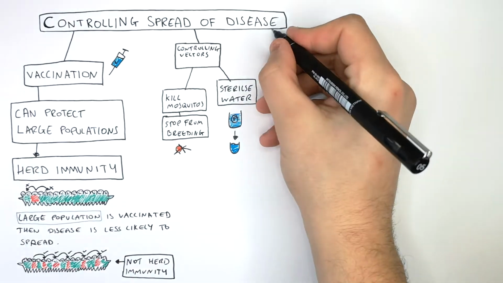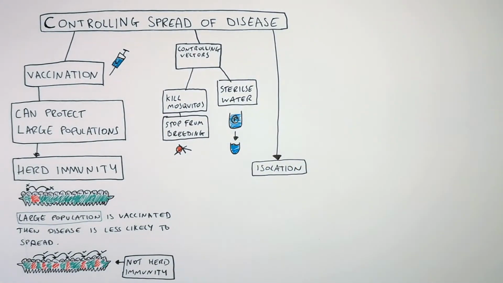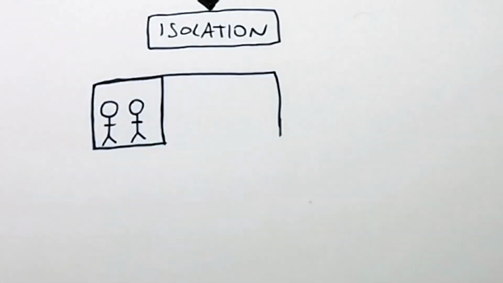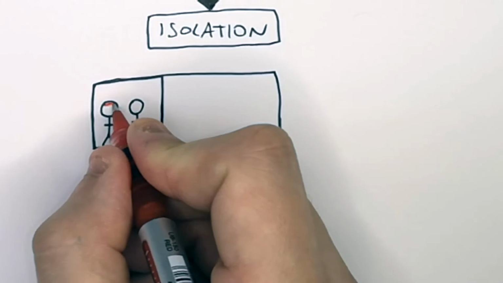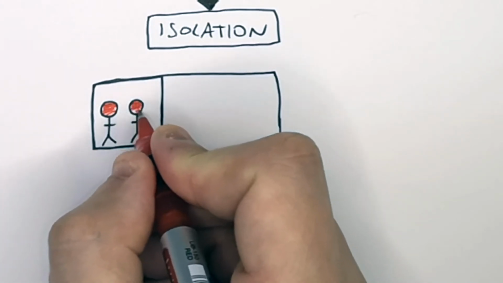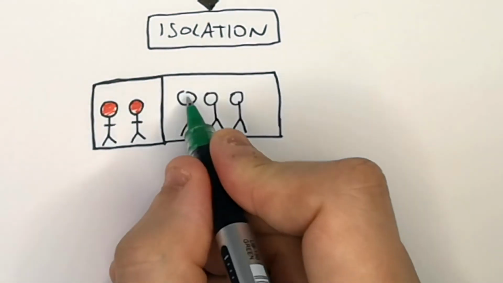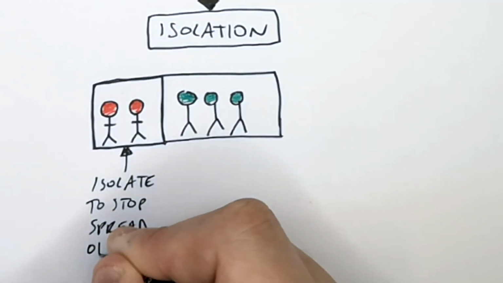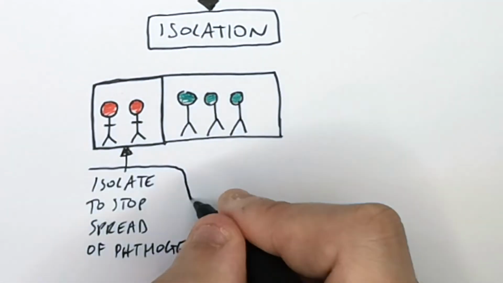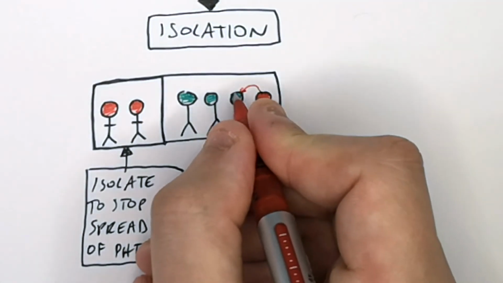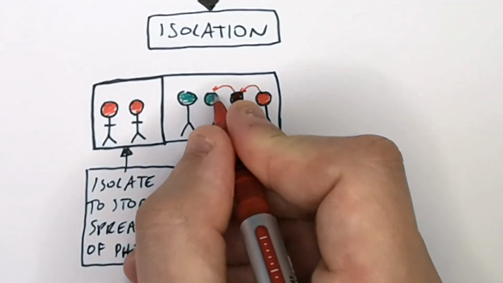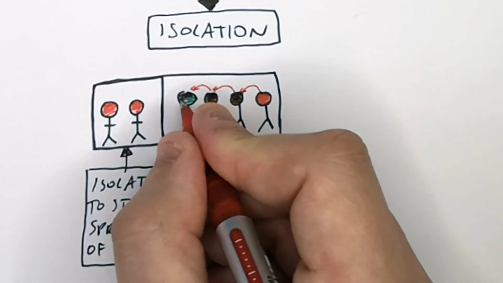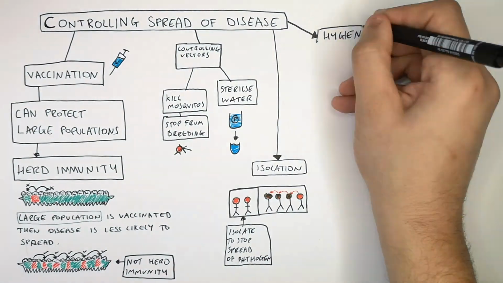Another way of controlling the spread of disease is by isolation, the isolation of the hosts who are carrying the disease. So the people in red have the disease, and we have isolated them away from the healthy population without the disease. So you isolate the people to stop the spread of the pathogen to healthy people. So if you don't isolate all the people with the disease, this one person can then spread that disease to healthy people.